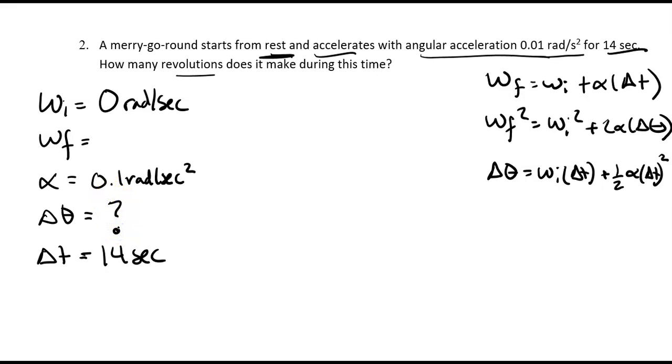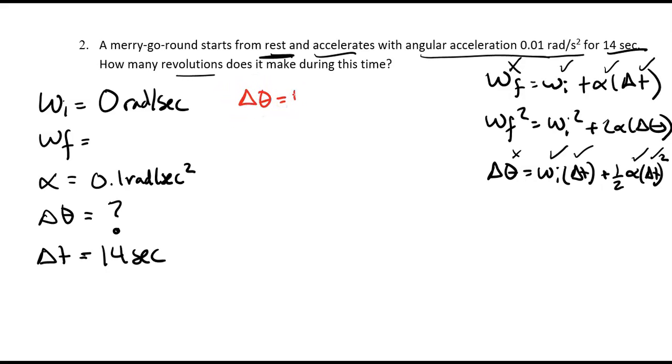Cool. Let's pick our equation. So do I know omega f? No. Do I know omega i? Yes. Do I know alpha? Yes. Do I know t? Yes. The first equation could work, but I don't care about omega f, so let's not even worry about that. The second equation has an omega f in it, and I'm not going to worry about that because we don't have it. Okay, let's look at the last one. Change in theta, that's a no. Omega i, yes. Alpha, yes. And t, yes. Beautiful. Let's use that last equation.